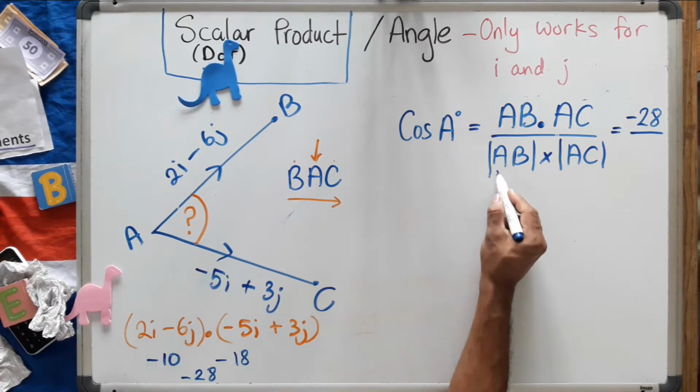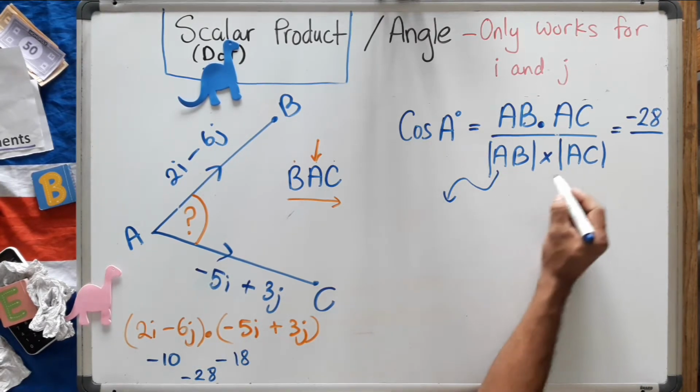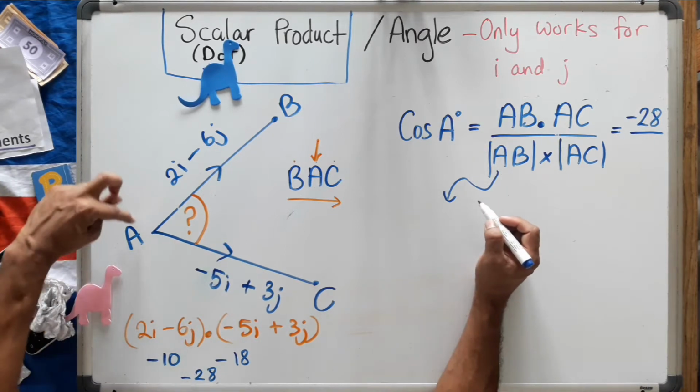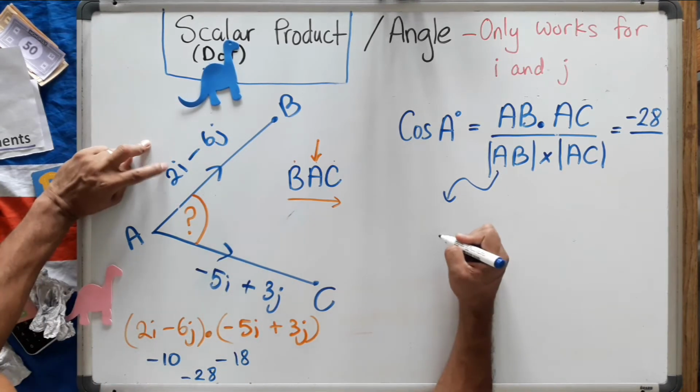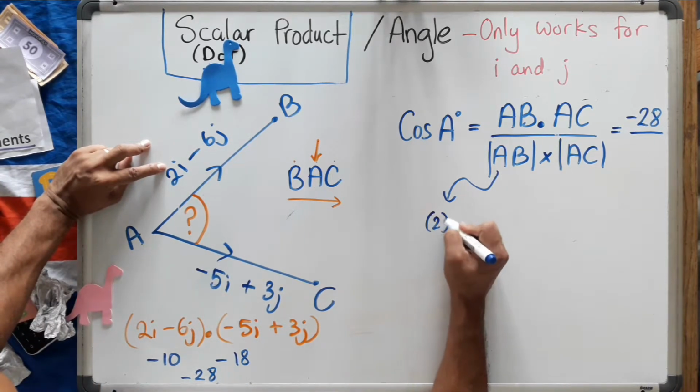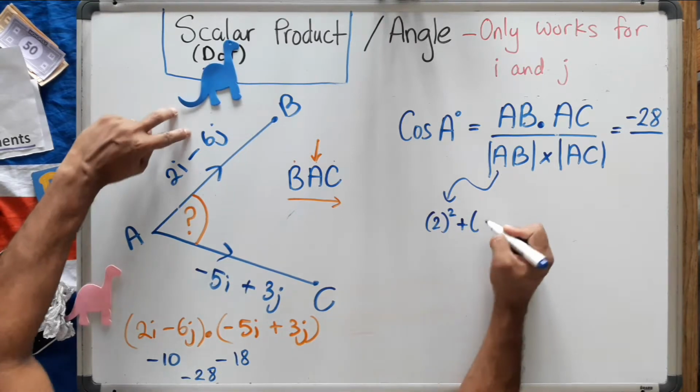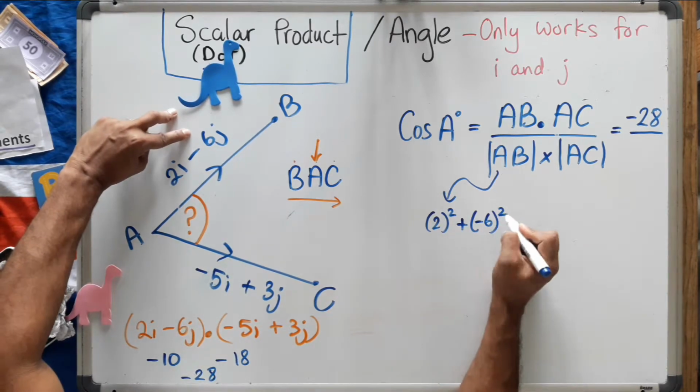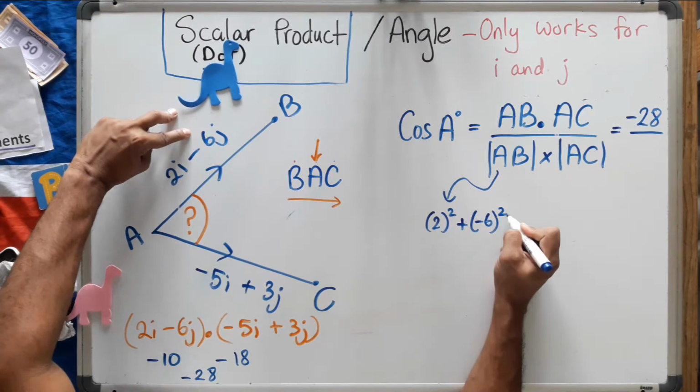Now we have to find the length of AB and then the length of AC. How do you find the length of AB? You take the i value and square it, plus the j value squared. You notice I put the whole minus 6 in brackets and then square it.